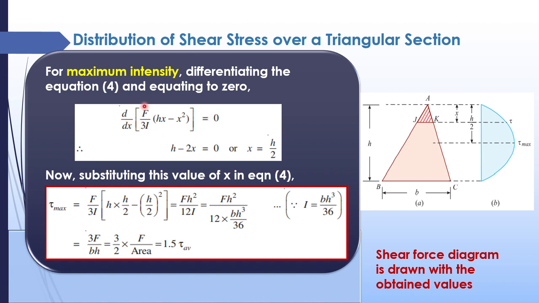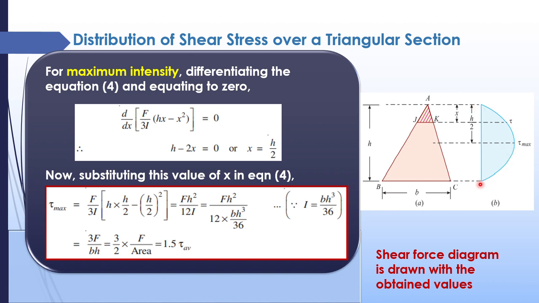So that means F by 3I into d by dx of hx minus x square is equal to 0. F by 3I we cannot set to 0, so it will go away, and hx minus x square differentiated gives h minus 2x equal to 0. That means x is equal to h by 2. That is, the maximum shear stress occurs at a point h by 2 from A. At that point, the maximum shear stress occurs.